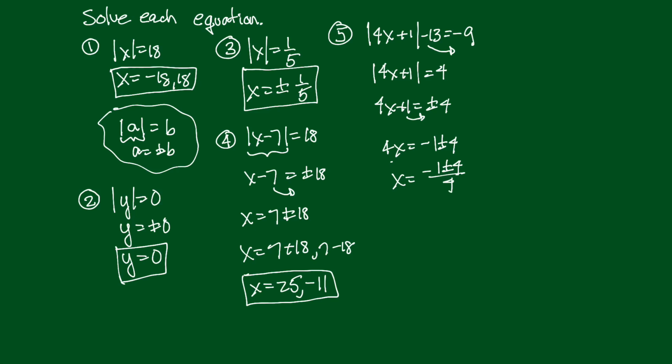Now let's deal with this part right here. All right, so we are going to get x equals negative 1 plus 4 over 4 and negative 1 minus 4 over 4. So negative 1, this first one, negative 1 plus 4 is 3 over 4. And negative 1 minus 4 is negative 5 over 4.